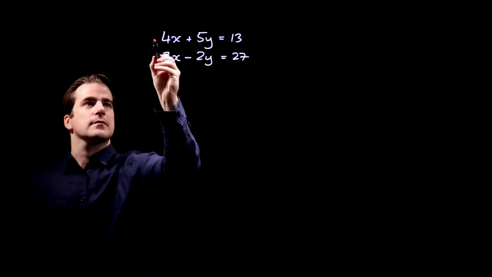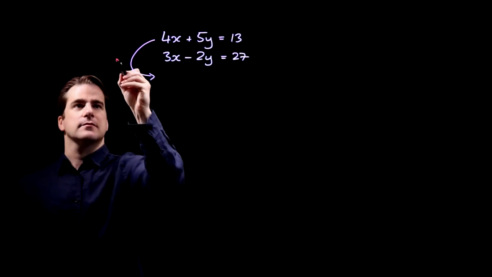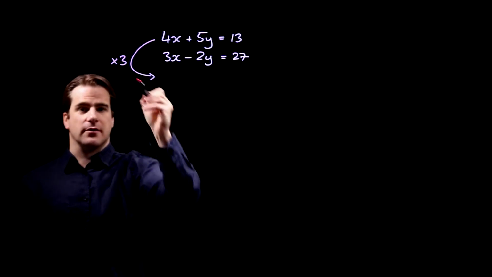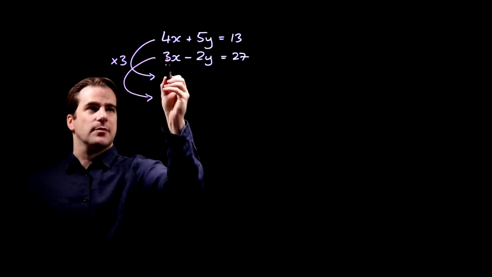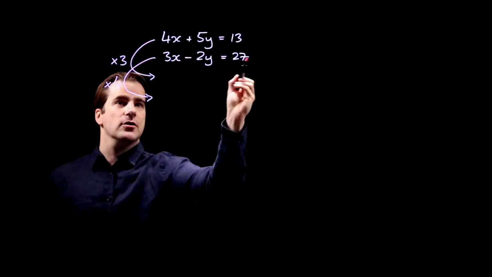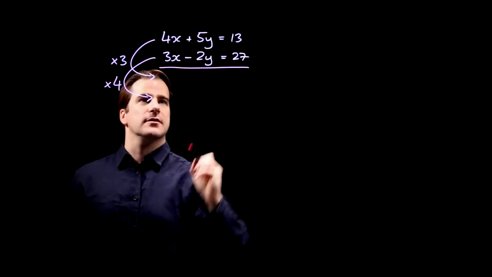So, you multiply 4 by 3 to get 12. So we're going to multiply that whole equation by 3. And with this one, you multiply 3 by 4 to get 12. So we're going to multiply that whole equation by 4. Okay, let's do it.